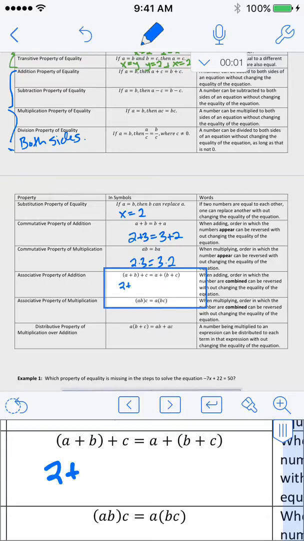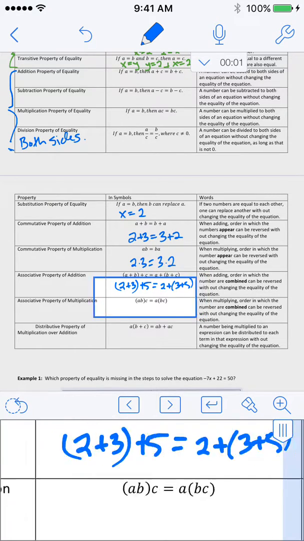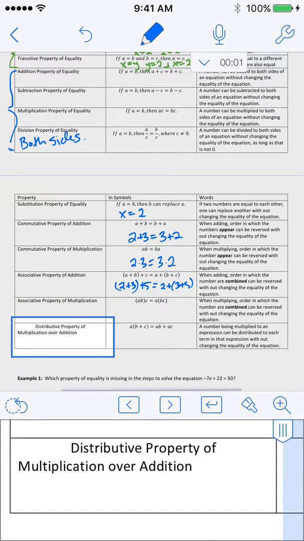So (2 plus 3) plus 5 would be the same thing as 2 plus (3 plus 5). And if we look at it, the first side, that would be 5 plus 5, which would be 10. The other side would be 2 plus 8, which would also be 10. So notice it didn't matter which way we started. We ended up with 10 equals 10, right? Same thing goes for multiplication. That's associative.